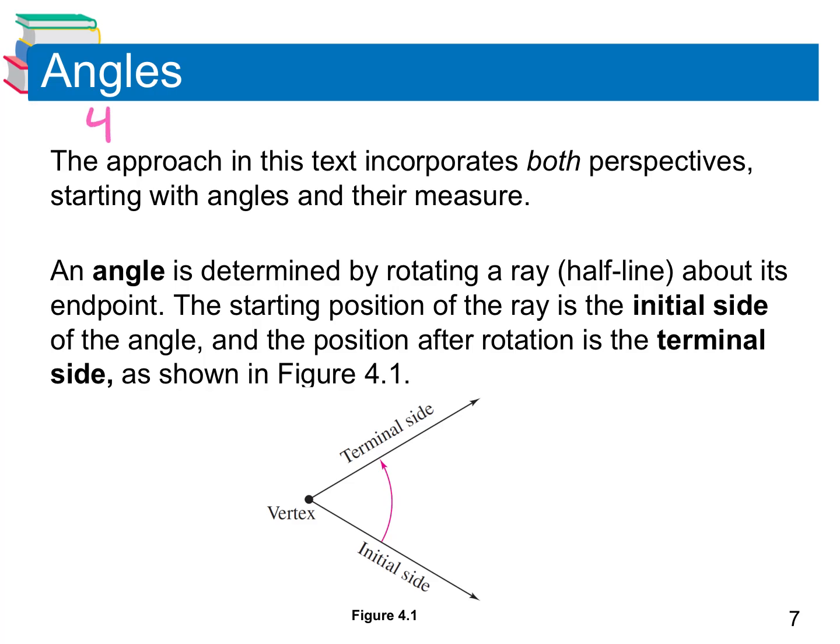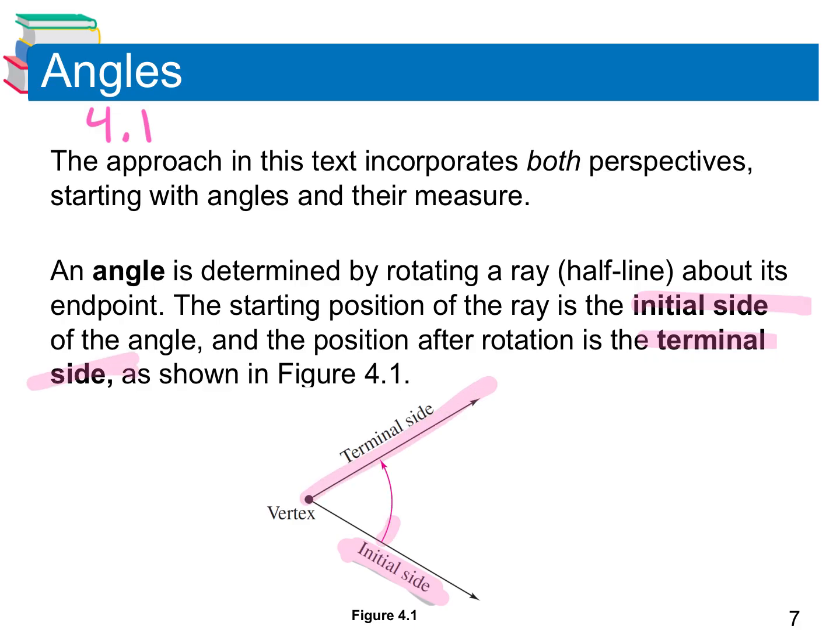All right, 4.1. We're going to talk about angles. An angle is measured or determined by rotating a ray, which is half a line, about its end point. The starting position of the ray is the initial side. So that's where we start, the initial side. And then the position after rotation is the terminal side. That's where our angle is going to end.